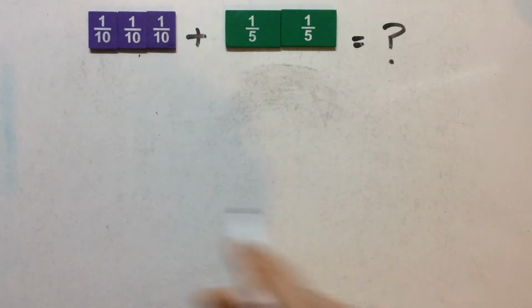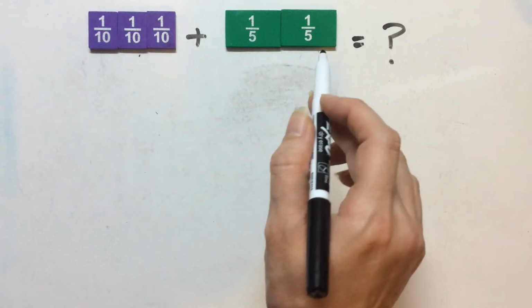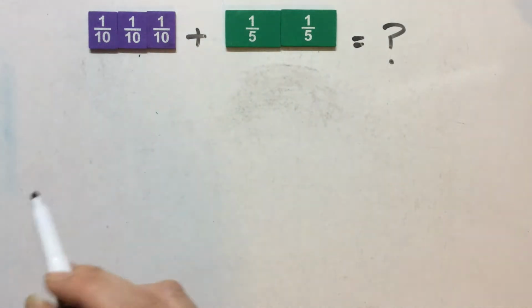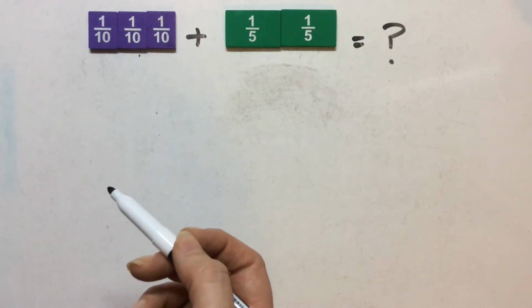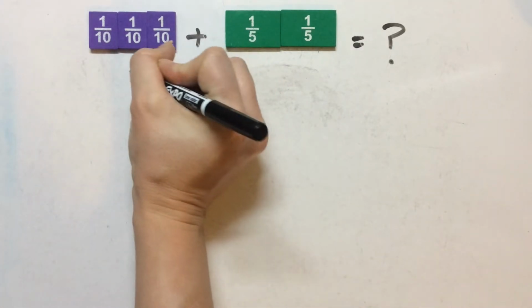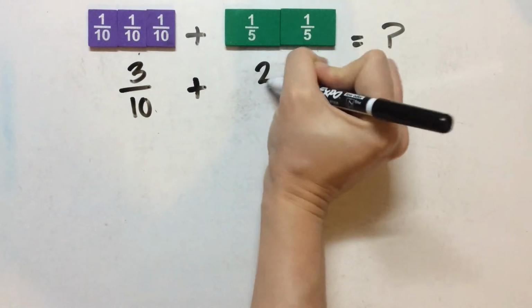Hey guys, so I'm going to show you how to add 3/10 plus 2/5. And fifths and tenths are not common denominators, so our first step is to find common denominators. Okay, so I'm going to rewrite these: 3/10 plus 2/5.